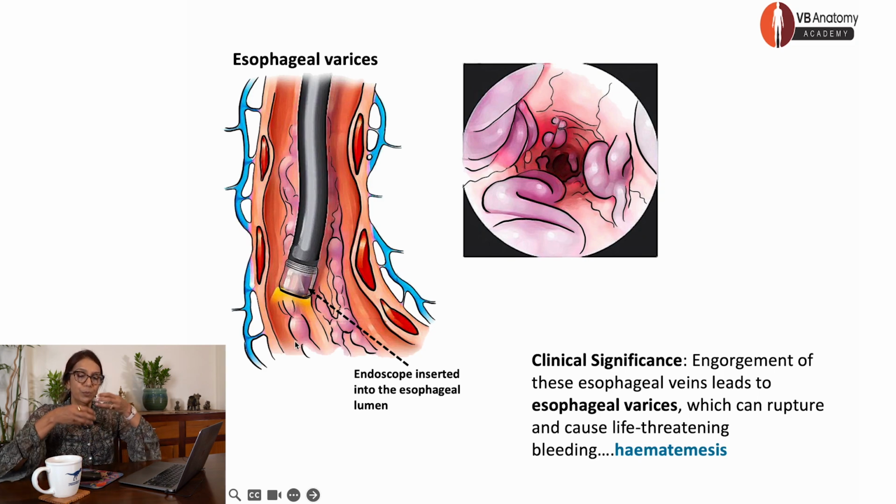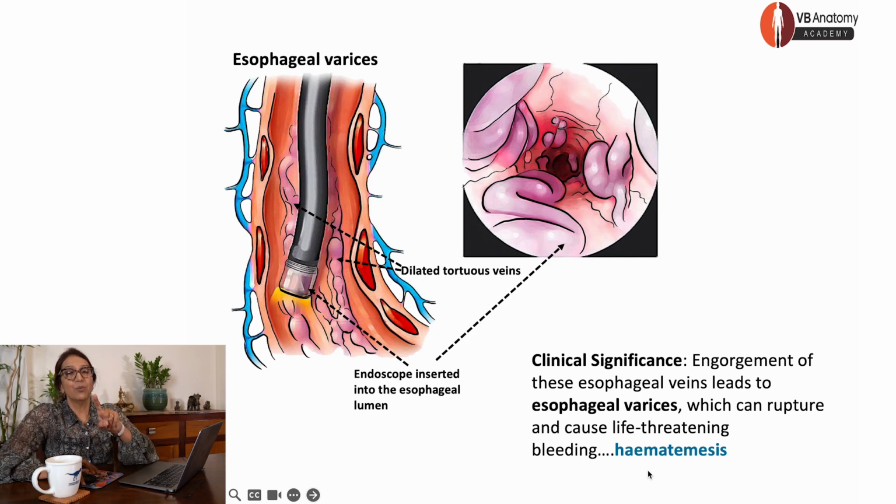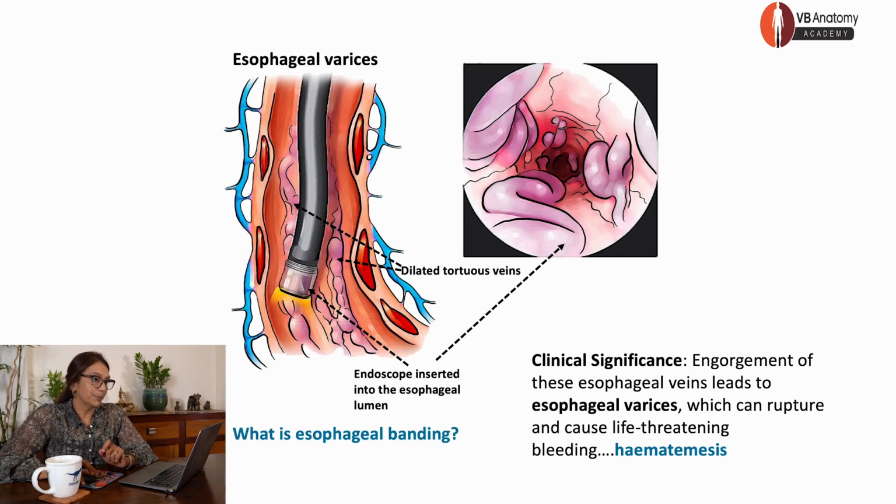Now what do you do? You put a scope inside to see what's going on. What will you see? You will see blood vessels which, instead of being straight, are tortuous and dilated. Okay, and these are the veins which will tear and rupture, causing the patient to get hematemesis. That's one thing you want to avoid. You want to avoid that hematemesis. You want to avoid that emergency. So what is esophageal banding? Please read up and find out. That's one word you should know.